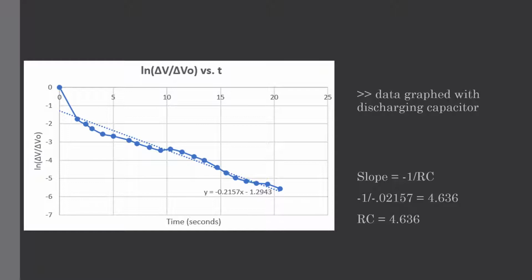time. The graph shows the ln of delta V over V initial each second for 20 seconds. The slope of the graph is -1 over RC, which can be used to find the RC value of the circuit. After some calculations, I found the RC value of this circuit to be 4.636.